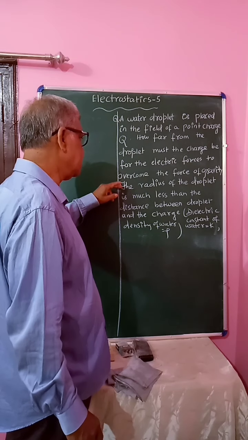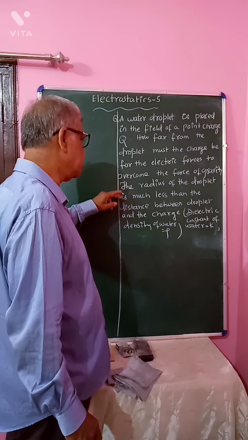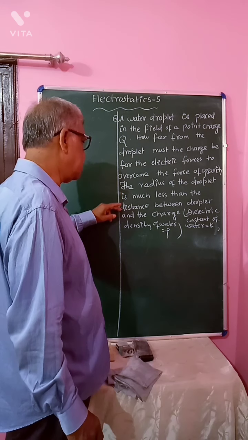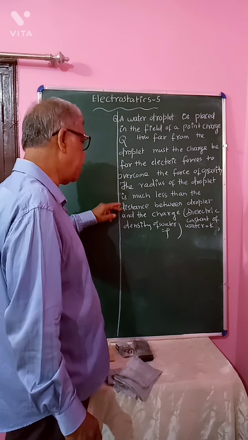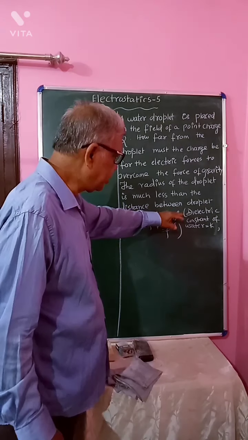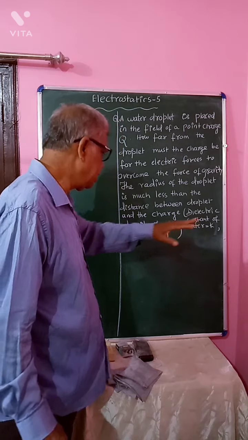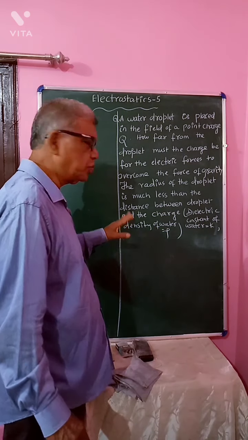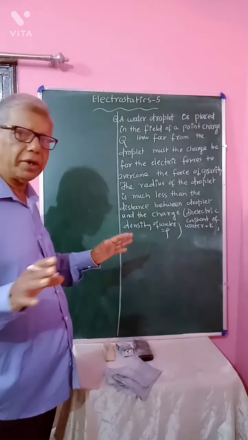The radius of the droplet is much less than the distance between droplet and the charge. Given dielectric constant of water is K, density of water is rho. So numerical values are not given.